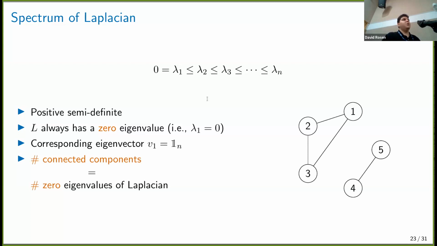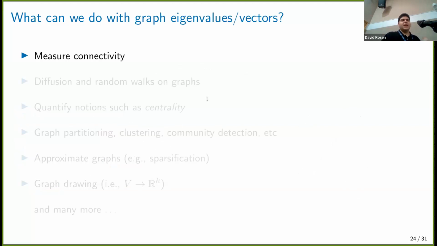So for connected components, I have an example on the right. If you think of this whole thing as your graph, we have 2 connected components, right? These are 2 subgraphs that are themselves maximally connected, but they're not connected to each other. There's no path from vertices in one to vertices in the other. So that's good. Now, what can we do if we look at graph eigenvectors and eigenvalues?